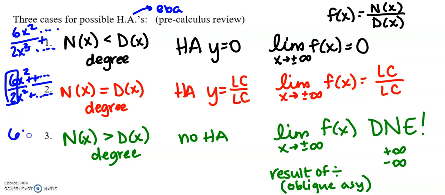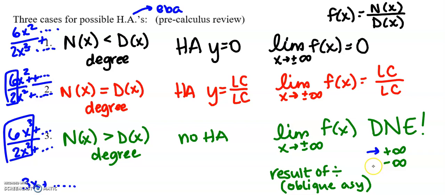The last one then, if we think about top heavy, even if there's more than that, or 2x squared and there's more than that, if I actually do this division, I end up with 3x, plus a bunch of other stuff that won't have impact on my result. So really, what I'm looking for is, as x goes to infinity, does 3x go up to infinity, or does 3x go down to negative infinity? Then, if I was looking for the limit as x goes to negative infinity, I'd say, okay, the line 3x, as I go to the left of my graph, am I going up or am I going down? So it's the result of the division, looking at the oblique asymptote.